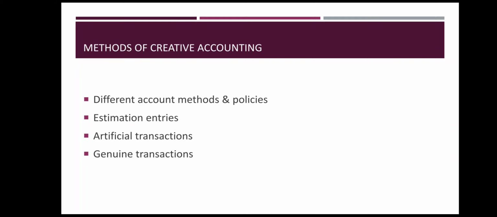Next method of creative accounting is artificial transactions. Now sometimes what the companies do is they show artificial transactions. Artificial means the transactions which do not happen in real. They show artificial or fake transactions. Now let's take the example of sale and lease back of assets.